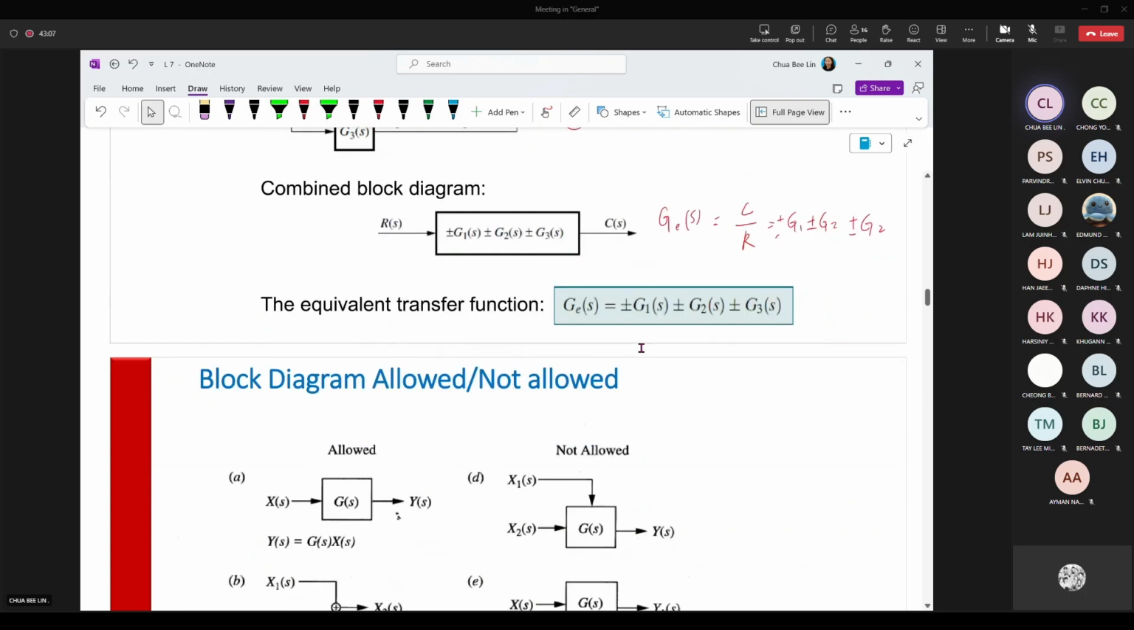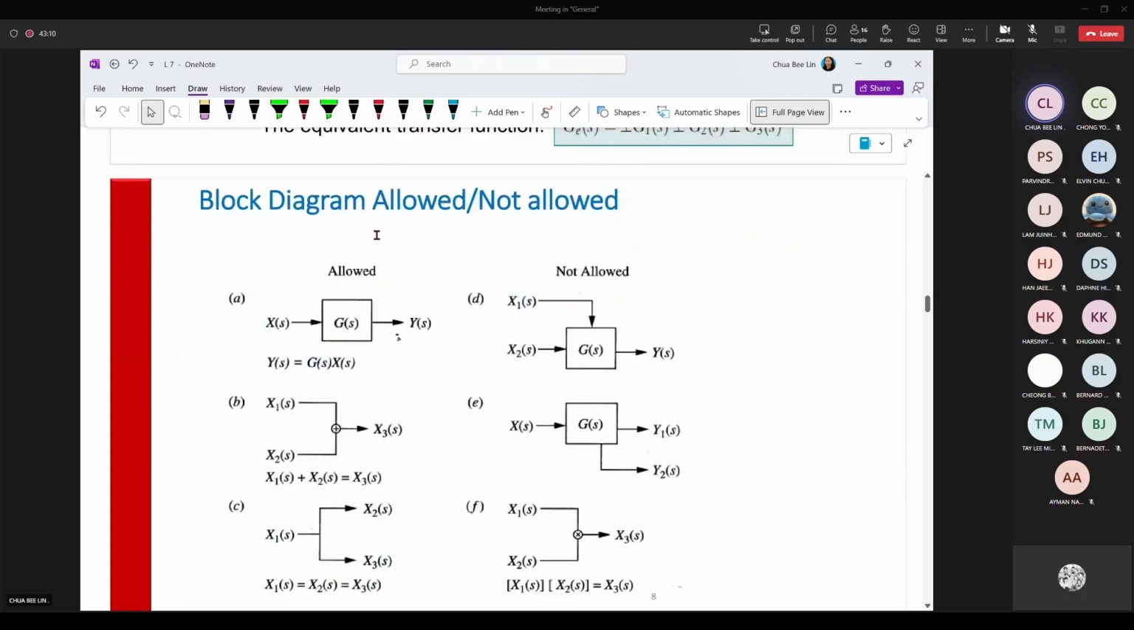Okay, next. Some introduction also, block diagram, allowed and not allowed. Example, allowed means we can only have one signal going in and one signal going out. It cannot be two signals going in or two signals going out. So if you want the definition, like for example, x1 plus x2 go inside G(S), then you have to use the sum block. You cannot have two signals straight away going into a block.